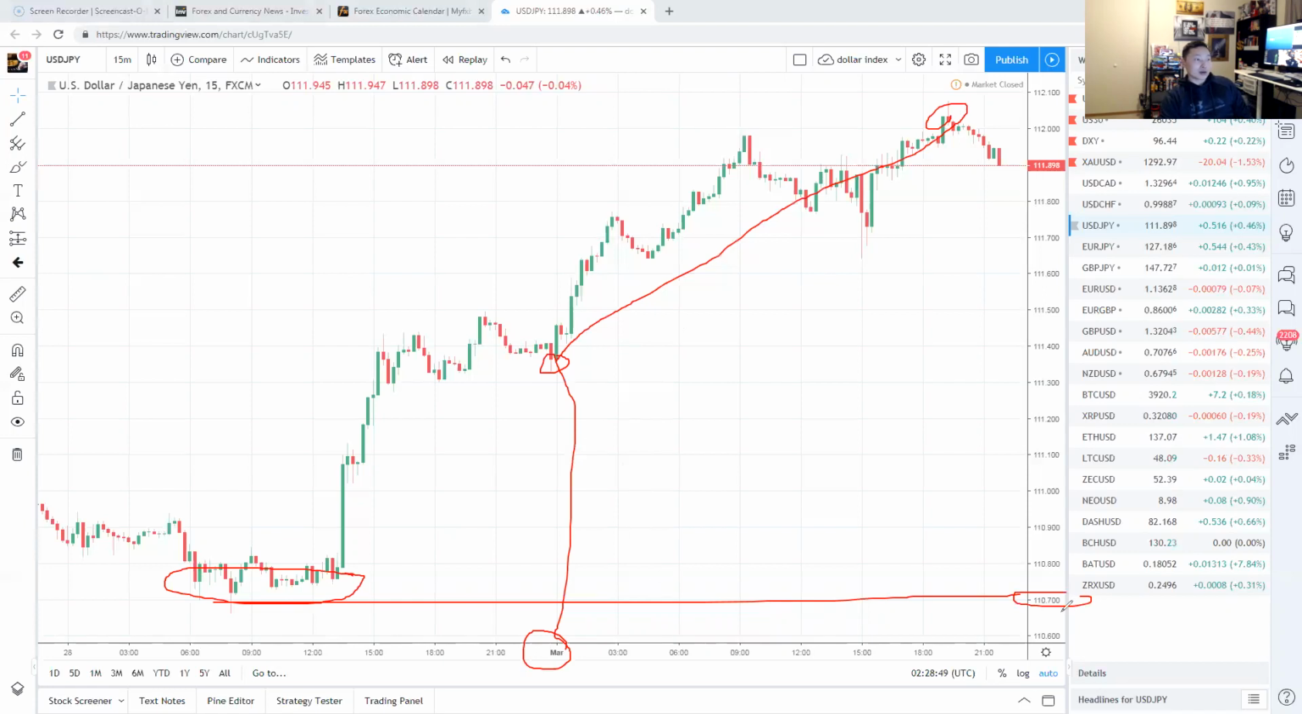You can see what I'm outlining here is that there's a lot of support here, and then a massive breakout. That's my go-to to keep buying it. Not wasting my time scalping anymore.